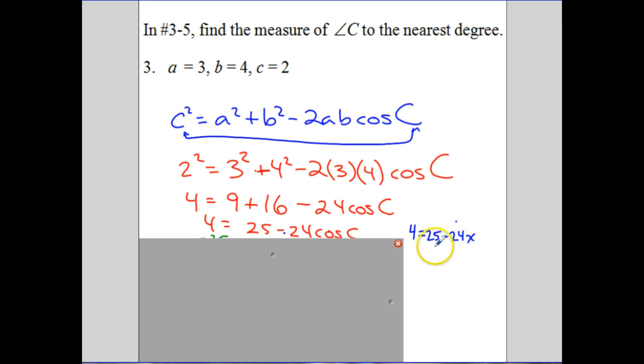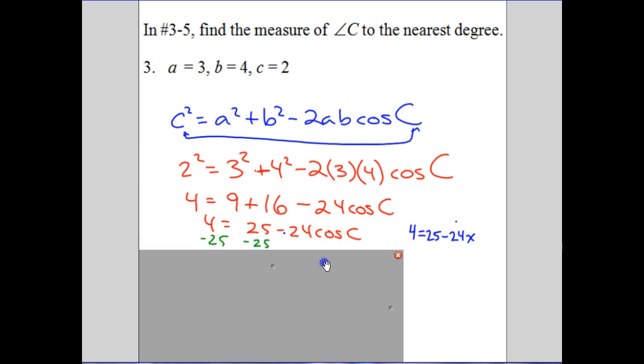I don't think any of you would think, oh, these are like terms, I can just add them together and say it's 1x, right? That would be absurd. You got rid of that notion back in ninth grade, maybe earlier. So don't do that here. Remember, cosine of C is just a variable. I can't combine it with 25. They're unlike terms. So what can I do?